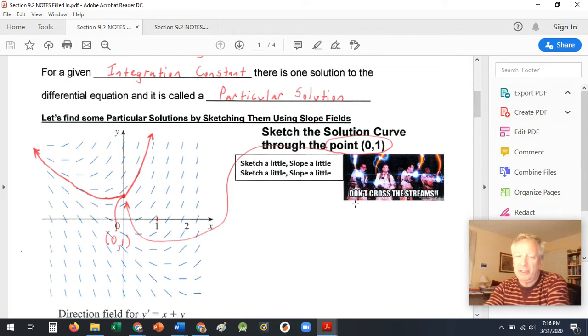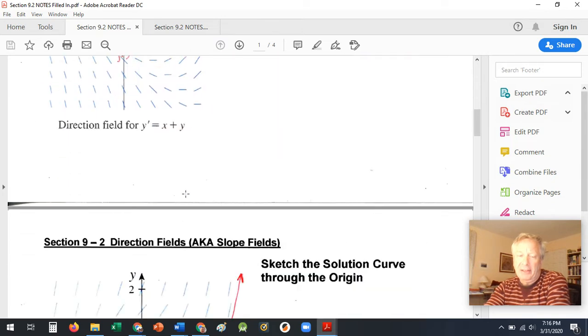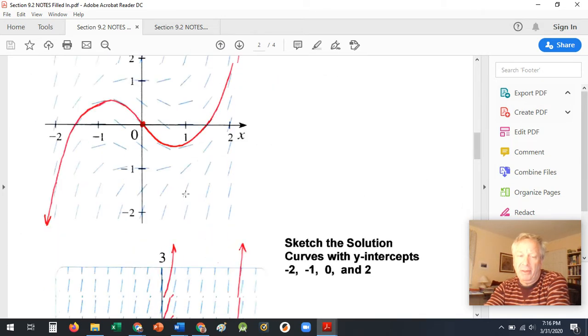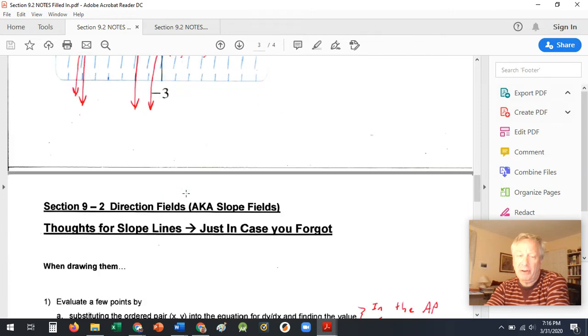Like I say over here, don't cross the stream. Obviously you don't want to start here and just draw straight across. You'd be crossing all these streamlines. You've got to go with the flow. That's basically the lesson. If you've got a slope field and they give you an initial condition, you can follow the slope field to draw what the curve would look like. Now, don't go nuts. This is a pretty decent approximation. It's probably not exact.